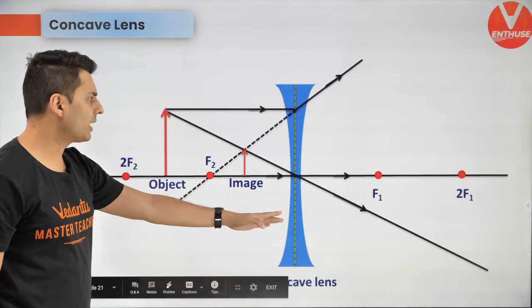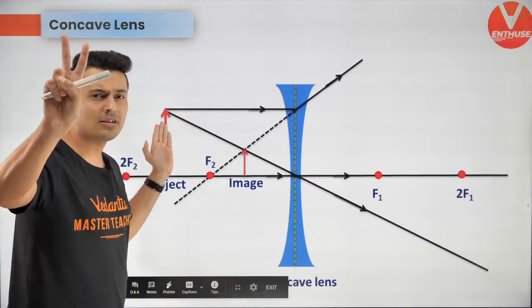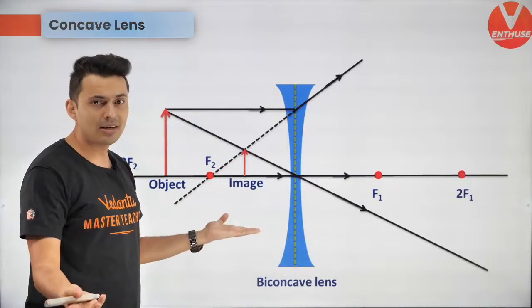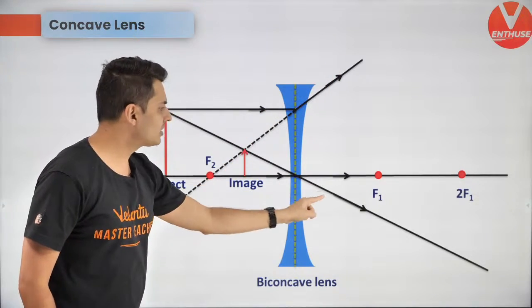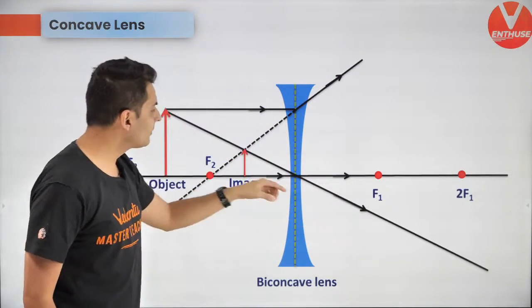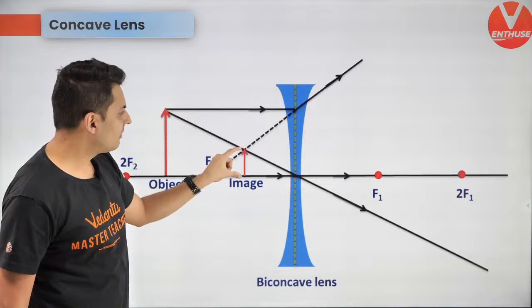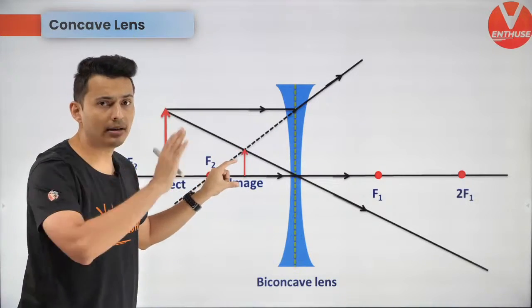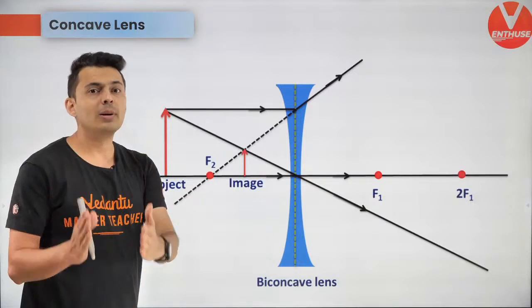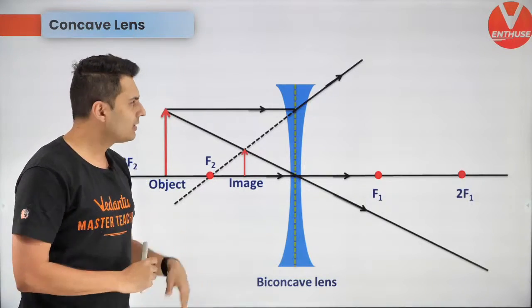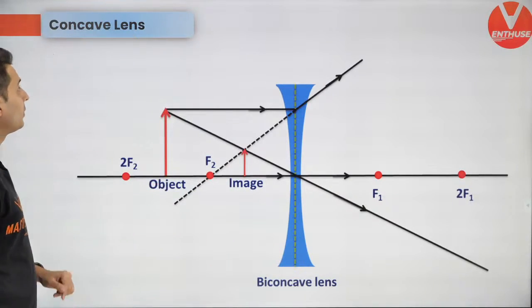So this is how you can locate the image. Actually, you just need two rays for locating the image. You know that a ray which is parallel becomes divergent. A ray which passes through the pole goes undeviated. So see where they meet. If they meet here, that is where the final image will be located. Probably all of this would be done by you in your 10th standard. So this is like a basic revision for all of you.